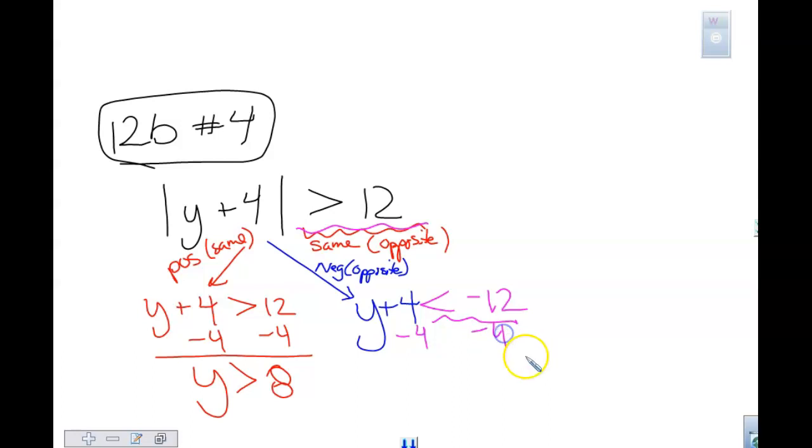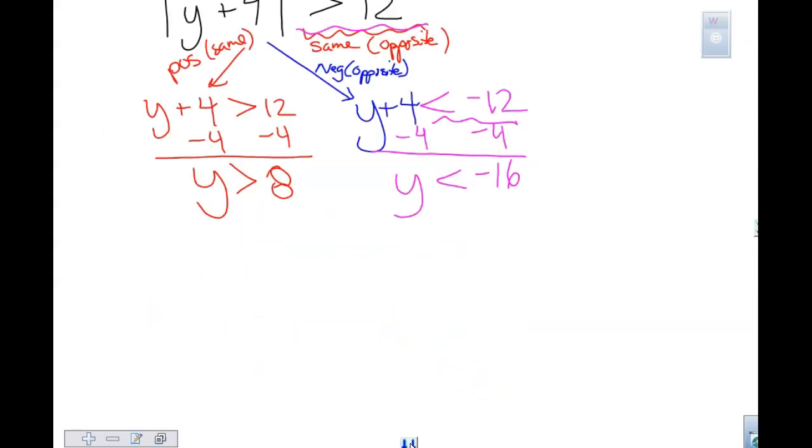Minus 4. But do you see that we get very different answers? Here we're going to have y is less than negative 16 and greater than 8. And in the video, they talk about if this is an "and" problem, where the two arrows go together, or an "or" problem where they go apart. If you think of graphing this on a number line, here's 0, here's 8, negative 16 is here.